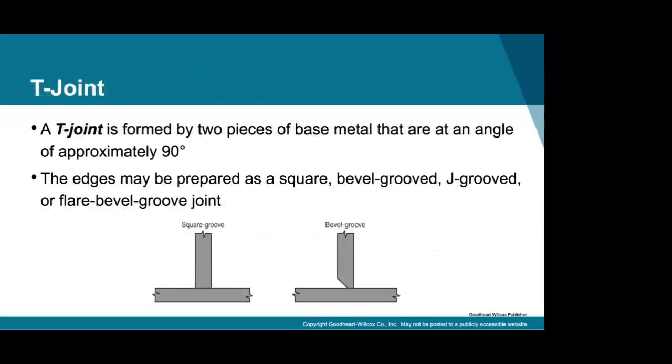T-joints, the most common joint I would say. A T-joint is formed by two pieces of base metal that are at an angle of approximately 90 degrees. So they're forming this T. The edges may be prepared as a square bevel groove, J groove, or flare bevel groove. Obviously for this course, if we do get into T-joints, we'll be doing them just with the square groove.